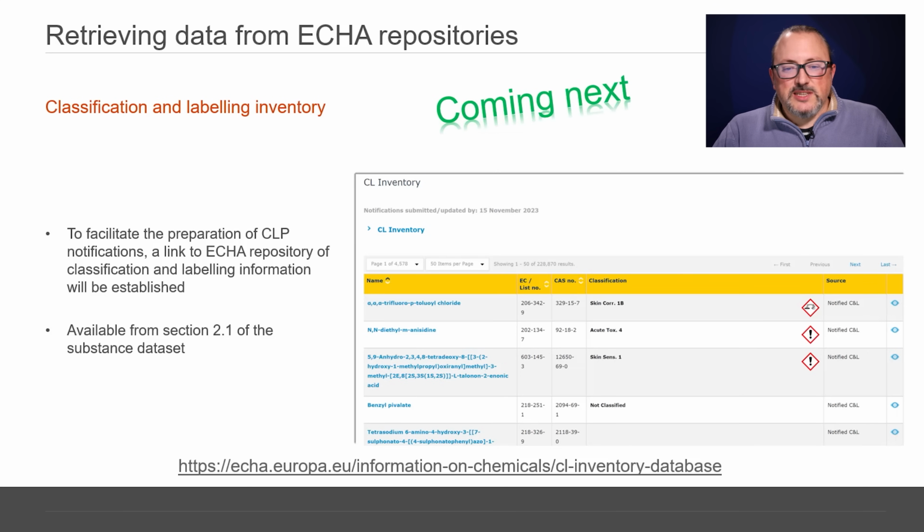Lastly, to facilitate the preparation of CLP notifications, we are planning to add a link to ECHA's repository of classification and labeling information. This will be available from Section 2.1 of the substance dataset, and we plan to bring it with the next release. So if we go to a substance dataset with a CLP notification working context, you can add a GHS document using the values available in ECHA's C&L inventory that will appear in the sliding window.